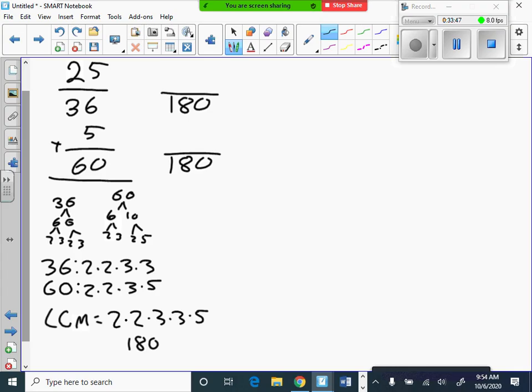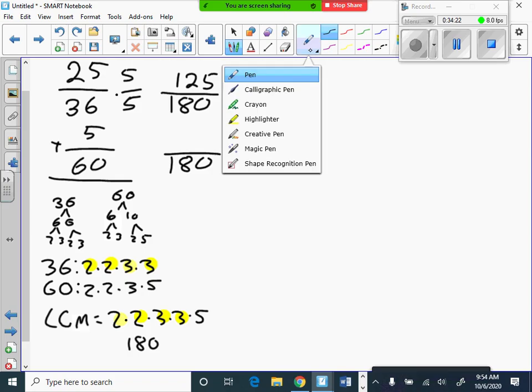Now to help you see it, I'm going to use a highlighter. 36 is 2, 2, 3, 3. My common denominator is 2, 2, 3, 3, 5. What number is missing? 5. So I have to multiply this by 5 over 5, which becomes 125. Now 60. I'll use another color.